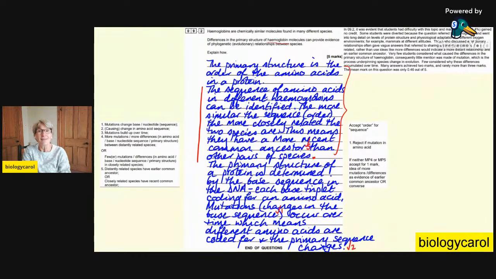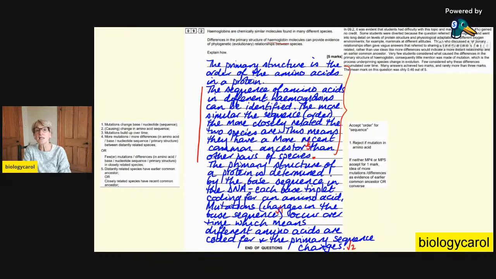Which is why I think very few students considered what caused the differences in the primary structure of hemoglobin. Consequently, little mention was made of mutation, which is the process underpinning species change in evolution. Absolutely it is. It's not the way I read the question. Few considered why these differences accumulated over time.